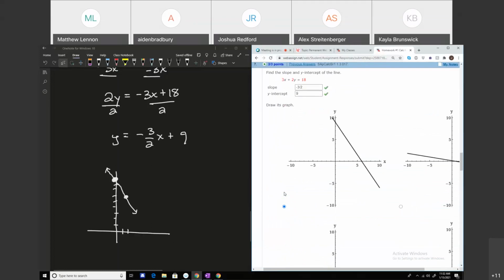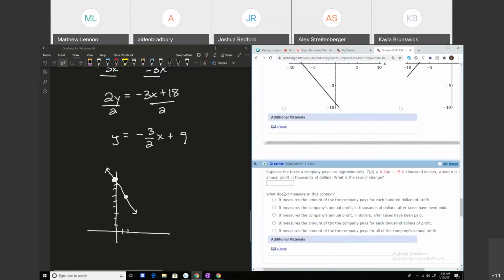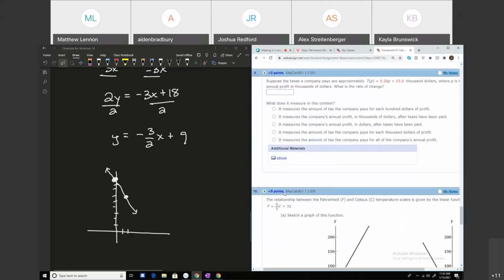Okay, three more to look at. Eight is very similar, so I'm just going to leave that one to you. It should be exactly the same as 7. Add 6x to both sides, then divide by 5. You should be all set. Okay, so let's look at number 9 and number 10.